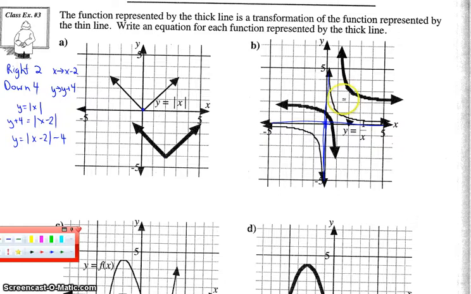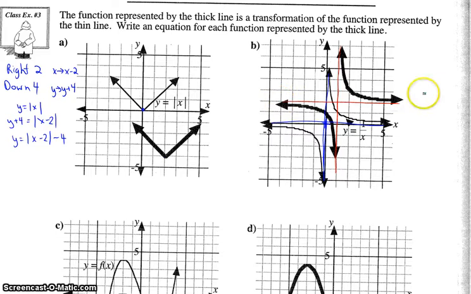Let's draw in the asymptotes for the new thick graph. So it looks like our vertical asymptote is running right here because our graph doesn't cross that line. And the horizontal asymptote is running here. So there is our intersection of those two asymptotes. So that's what we're looking at, is where this intersection moved to get to here. And it looks like up 2 and right 1. Let's write that down.